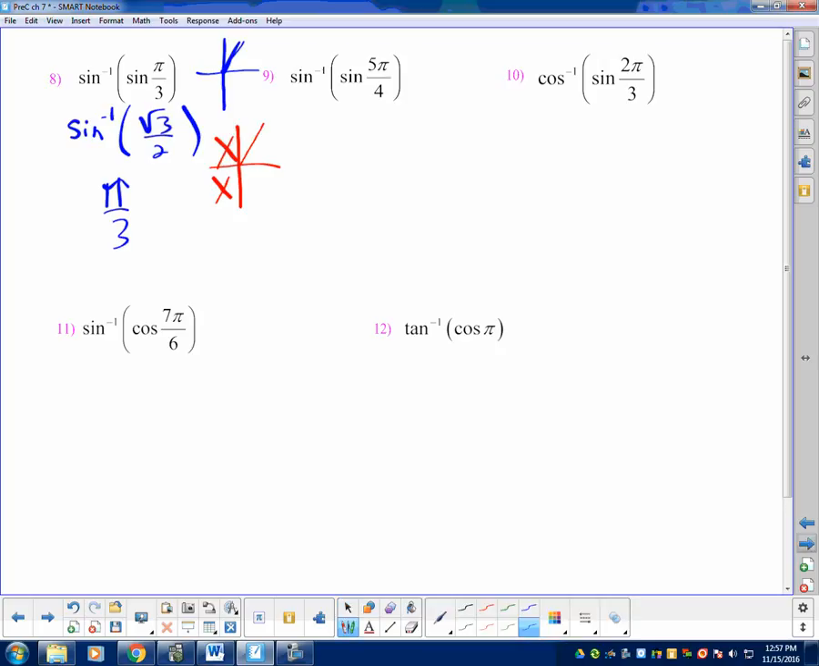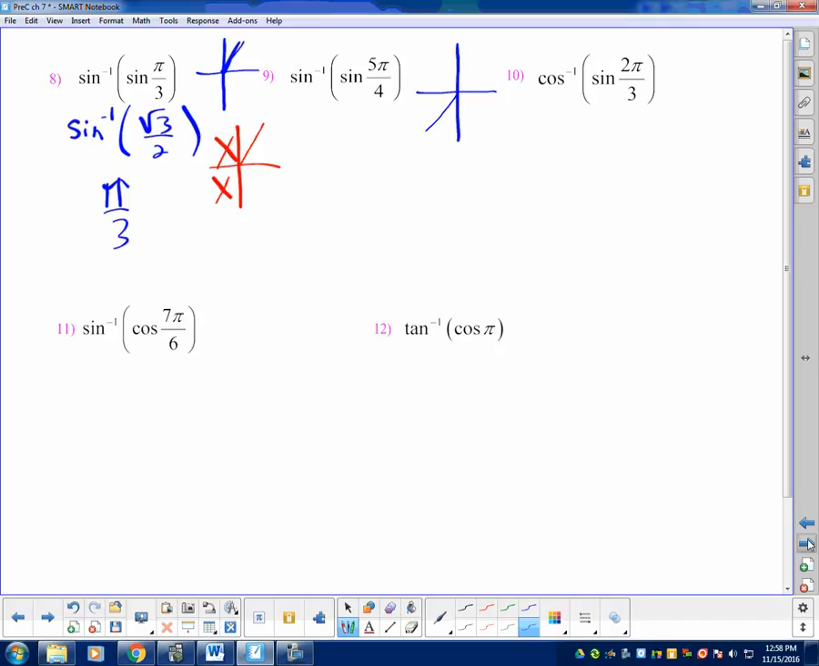Okay, let's do this. 5 pi over 4. Where is 5 pi over 4 located? Which quadrant? Third. Fourth would be 7 pi over 4. Got to remember it's 2 pi all the way around, so 8 pi over 4 is all the way around. So 5 pi over 4 is in the third quadrant. There's a problem there, right?